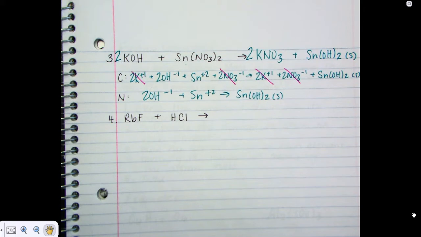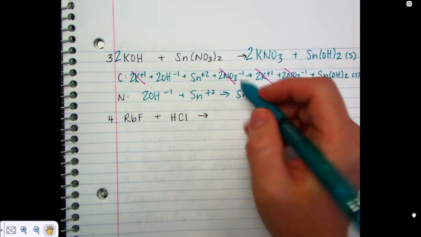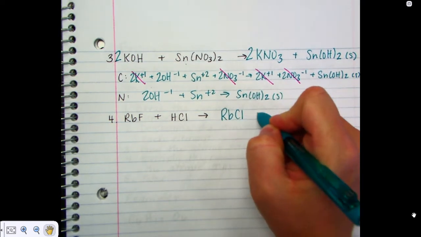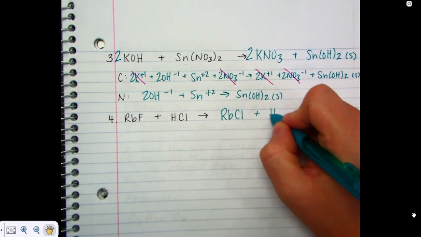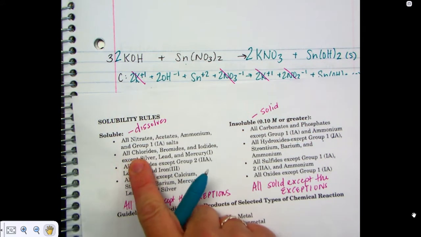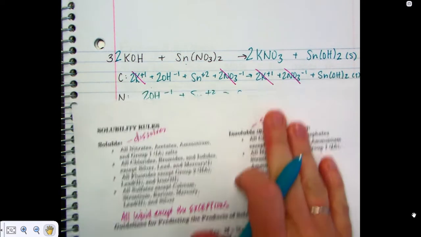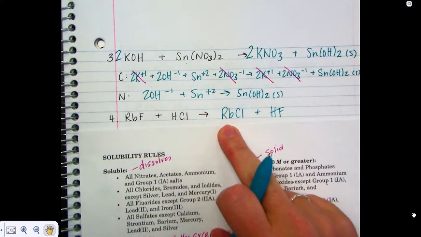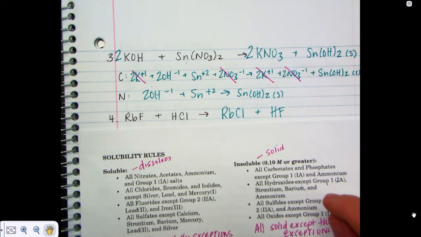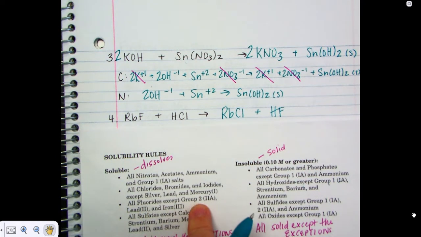So rubidium fluoride and hydrogen monochloride. Predict my products. Rubidium is going to go with chlorine, so RbCl, and hydrogen is going to go with fluorine, HF. So let's look at my products. So all chlorides, bromides, and iodides are soluble except silver, lead, and mercury. Well, that's rubidium. That's not an exception, so this is soluble. Now I need to find my fluorides. All fluorides are soluble except group 2, well, hydrogen's in group 1, lead, and iron. So this is also soluble.